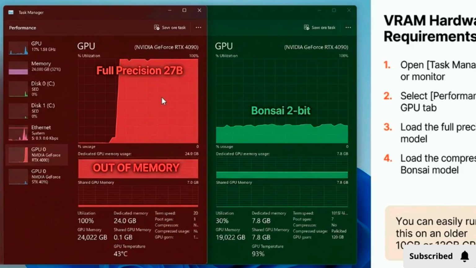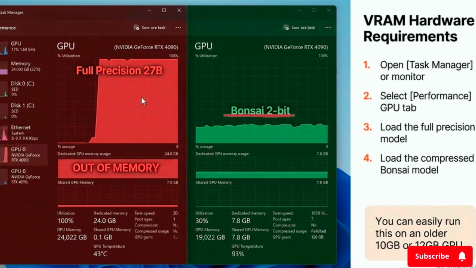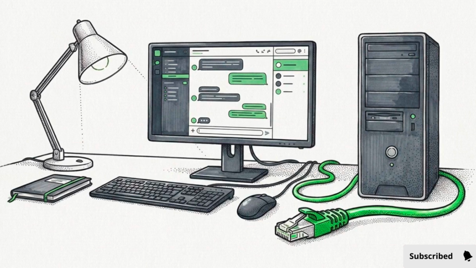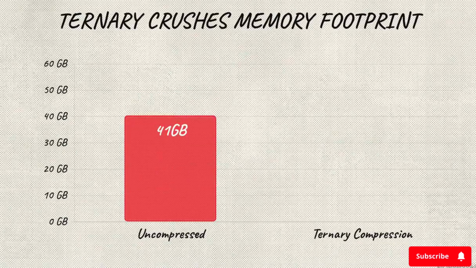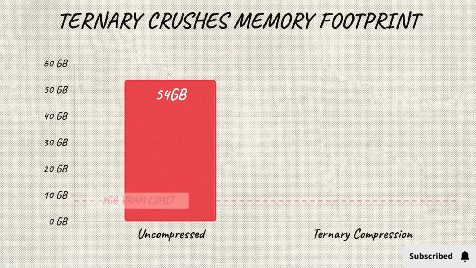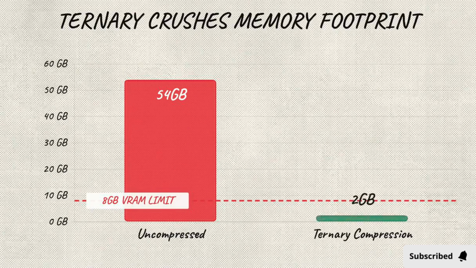This task manager comparison shows the difference. On the left, a full precision 27B model completely overloads the system. But on the right, the compressed Bonsai 27B model runs smoothly on that exact same hardware, resting safely at 7.8 GB of VRAM. This setup allows you to run high-parameter models locally and offline, using the entry-level hardware you likely already have.